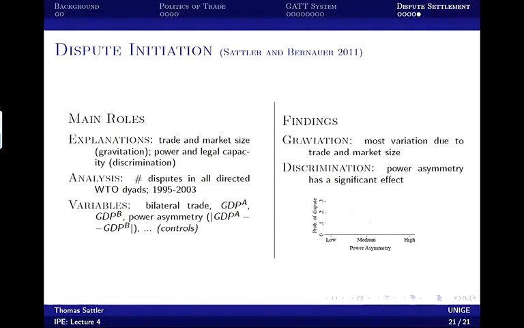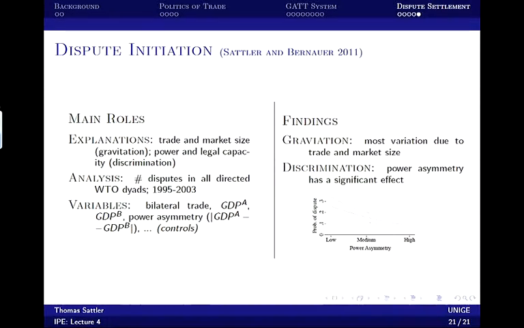So what we find is that the probability of a dispute is greater than 20% in a country dyad if power asymmetry is low. So that means that if countries are about equal, they have a high propensity to see a dispute. And if power asymmetry increases, which means if countries are unequal, the risk of a dispute decreases. That's what this curve tells you. It decreases below 10%.